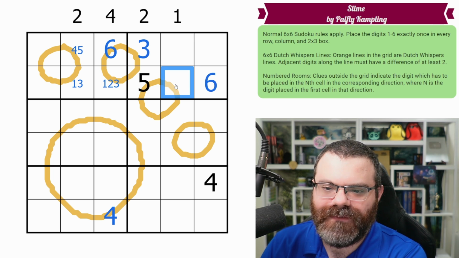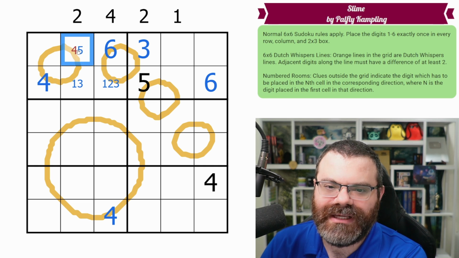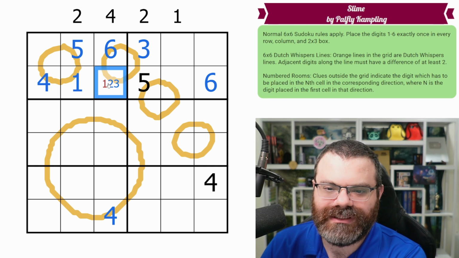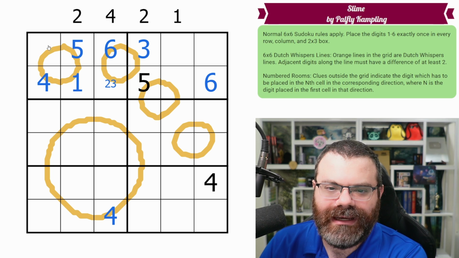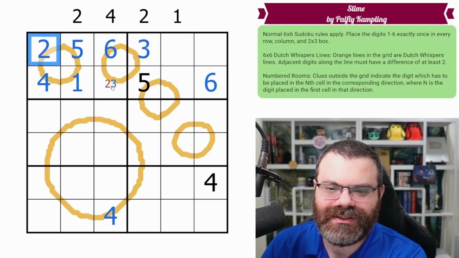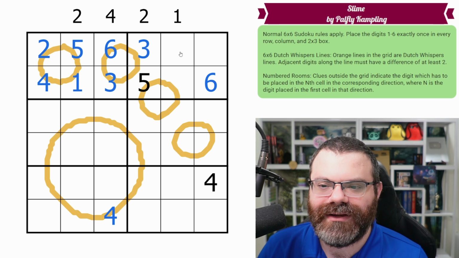And so this can't be a 4 either. We need a 4 in this row somewhere. That ends up there. 4 makes that a 5, but it also makes this a 1, because it can't be a 3 next to the 4. And then this cell here is a 2 or a 3, but 3 would be next to the 4. So that's 2, that's 3. Nice. I like how that resolved.